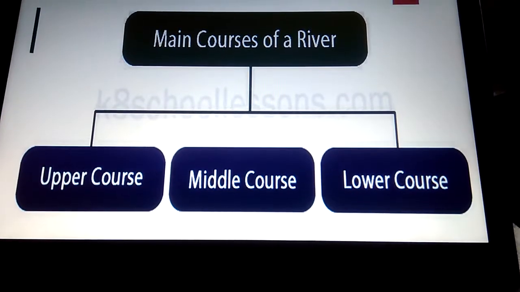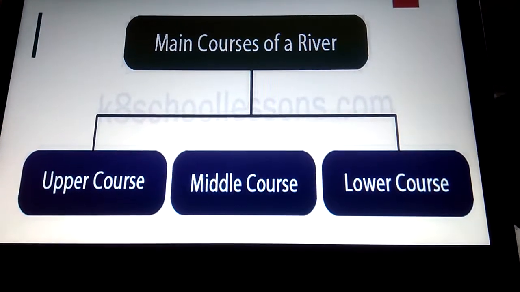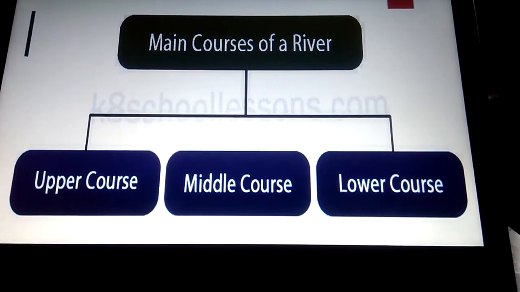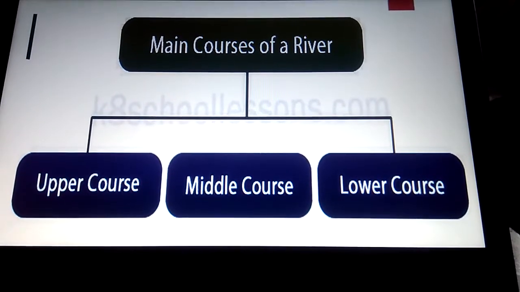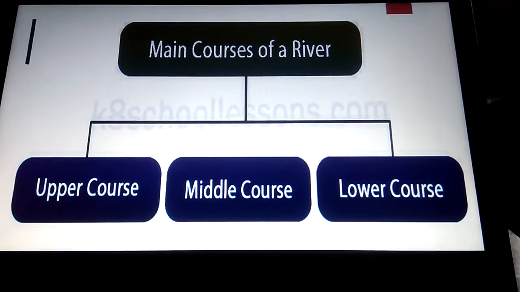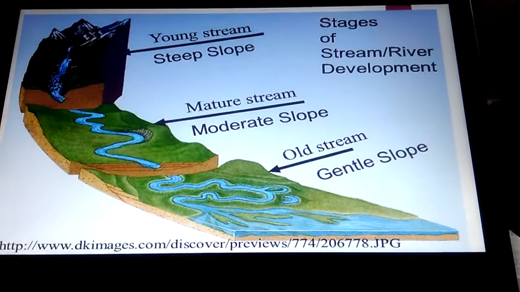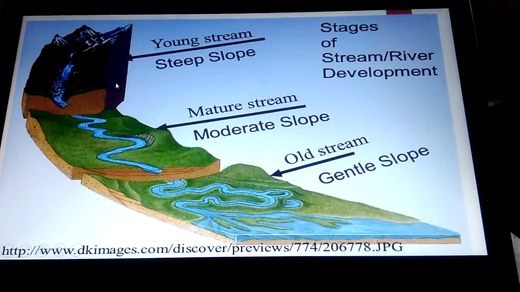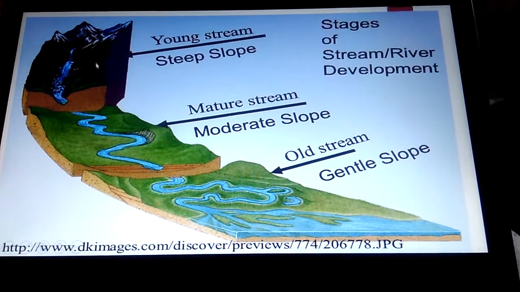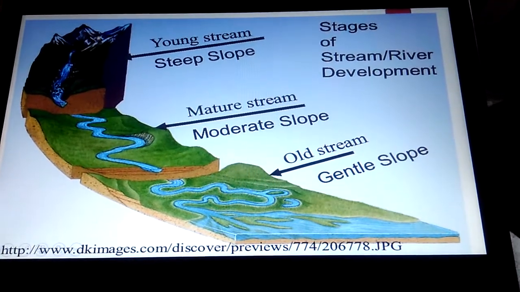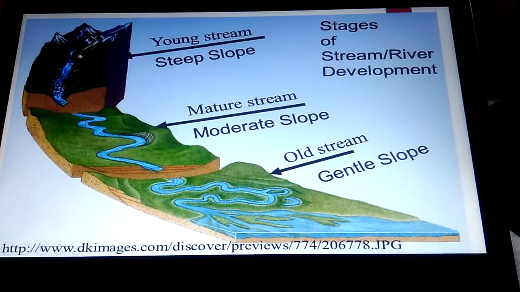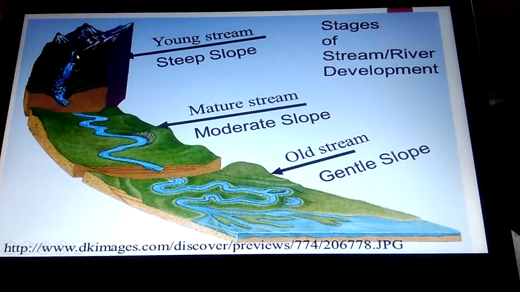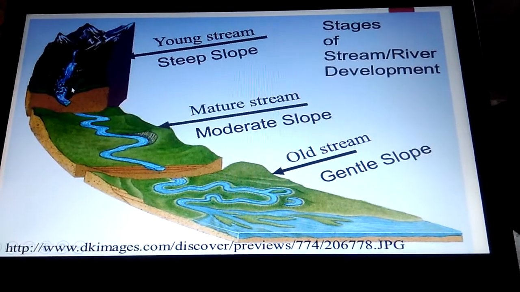If we talk about the course of a river, the course consists of three parts: the upper course, the middle course and the lower course. All these three courses are involved in different activities. Just look at this with the help of the diagram. If you see the diagram, this area we call the upper course of the river. In the upper course, different tributaries, different small streams, come together and join the main river. They are involved in a lot of erosional activity.